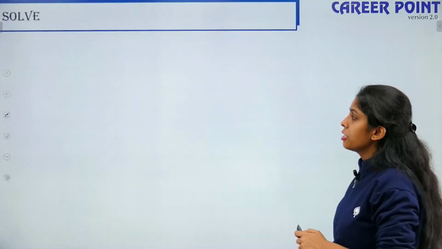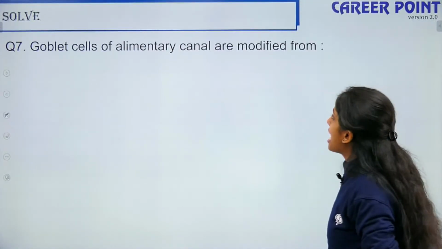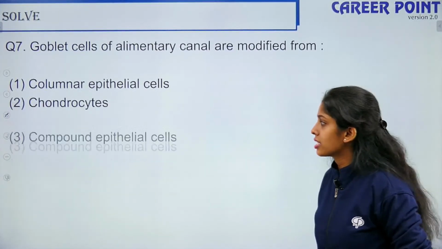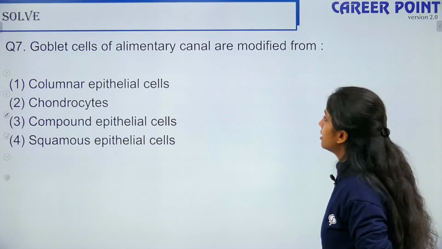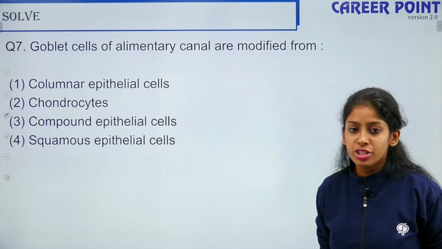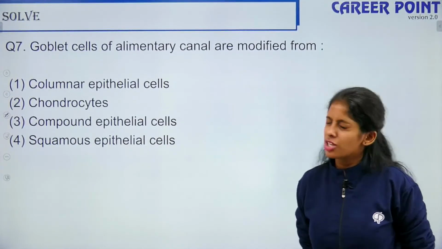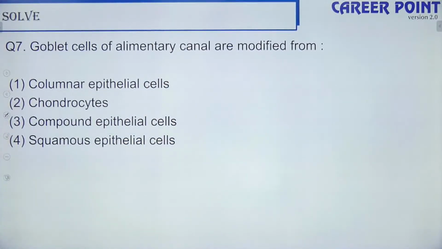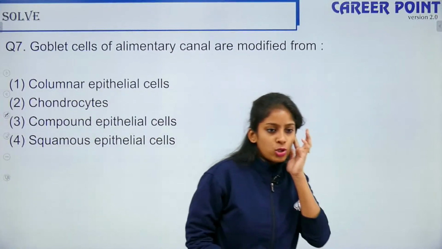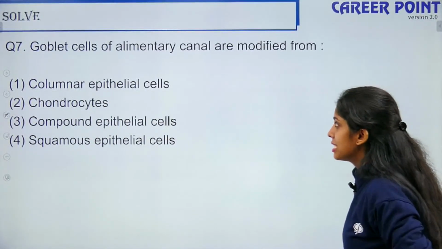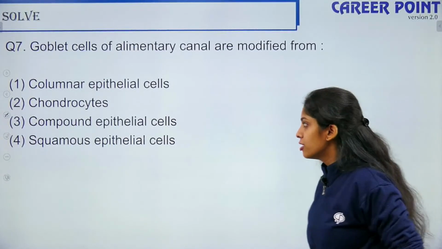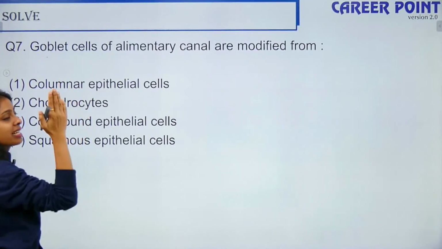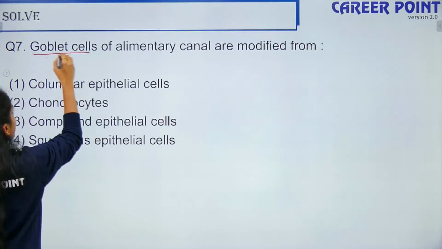Yes, question 6 is done. So question 7. Goblet cells of the alimentary canal are modified from columnar epithelial cells, chondrocytes, compound epithelium, or squamous epithelium. Okay, so this comes under structural animal tissues. I'm sorry, I took it under human physiology, but still, goblet cells are in the alimentary canal. What is the right answer? A. So Lonely Loser says A, columnar epithelial cells. According to your animal tissues, goblet cells are modifications of columnar or glandular cells, and they are especially glands. They secrete something. Your goblet cells secrete mucus.